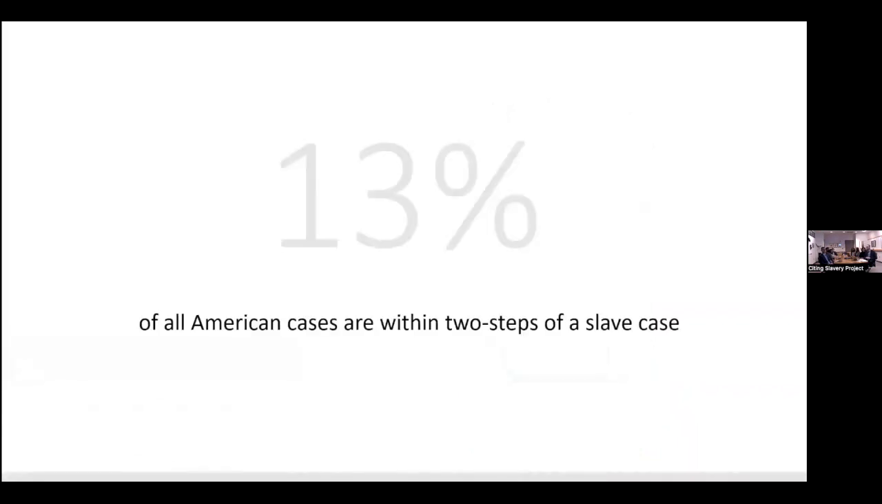According to my calculations, 13% of all American cases either cite a slave case directly or cite a case that cites a slave case. Much more research is needed to understand the deep influence of these cases in the over 800,000 cases that are just two steps away from slave cases. The Citing Slavery Project is undertaking that work right now.